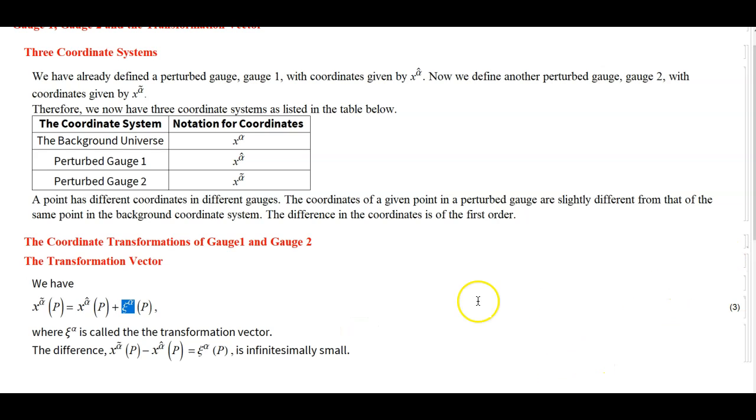And xi alpha is very, very small. So the variation between the coordinates of gauges is very, very small. So we will keep xi alpha only up to the linear order. And if there are terms of second order or greater than the linear order, then we will drop those terms. Xi alpha being small, we'll keep it only up to linear order.